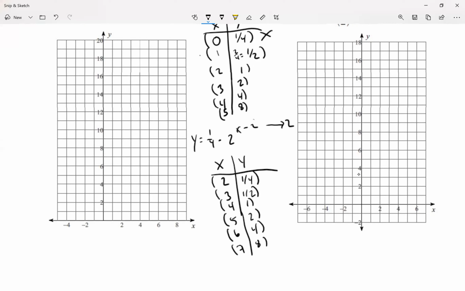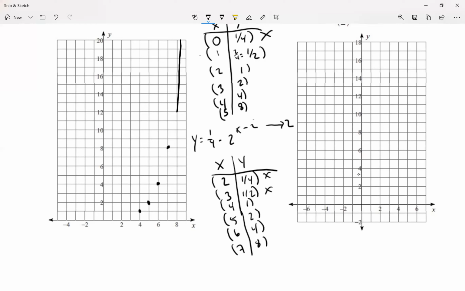So I can plot the points that I can. 2, 1/4, 3, 1/2. I'm not going to deal with those, but I have the point 4, 1, 5, 2, 6, 4. Oh, 5, 2. Let me plot that in, right? 6, 4 is right there. 7, 8 is right there. And let me plot my points here. And about that.